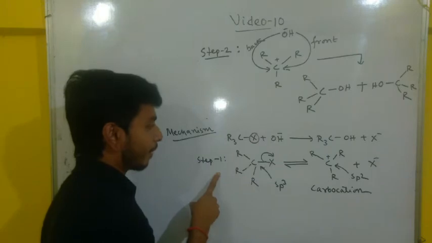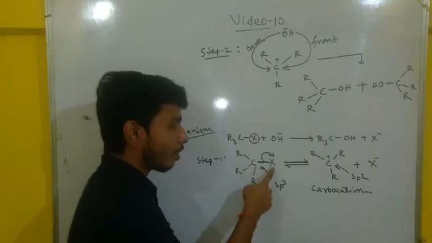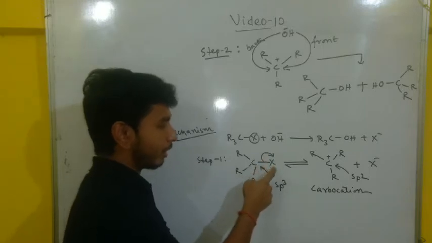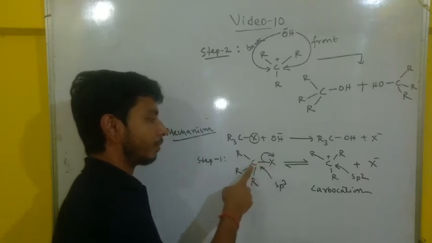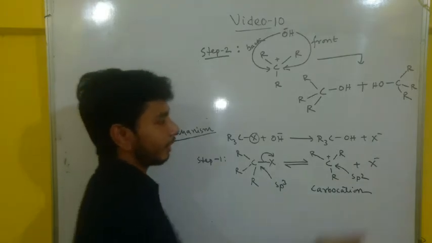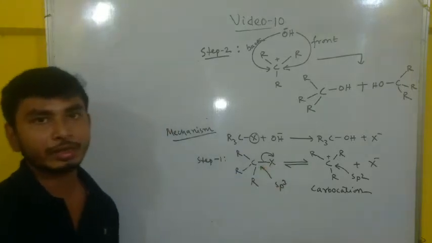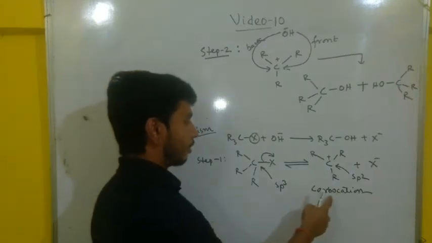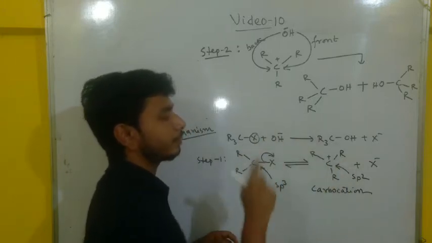So in the first step, what happens? From the alkyl halide, the carbon-halogen bond will break. In the bond there are two electrons, so the halogen group leaves with the two electrons. The carbon becomes positively charged and the X minus group leaves. This group is called the leaving group, because it is leaving from the molecule. So now the carbocation is generated, and it is planar in shape because it is sp2 hybridized.